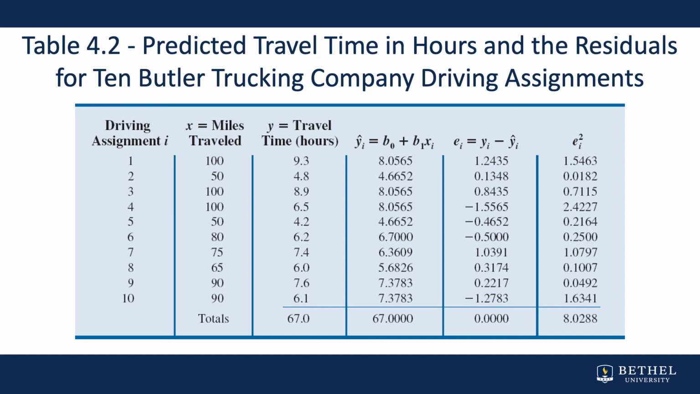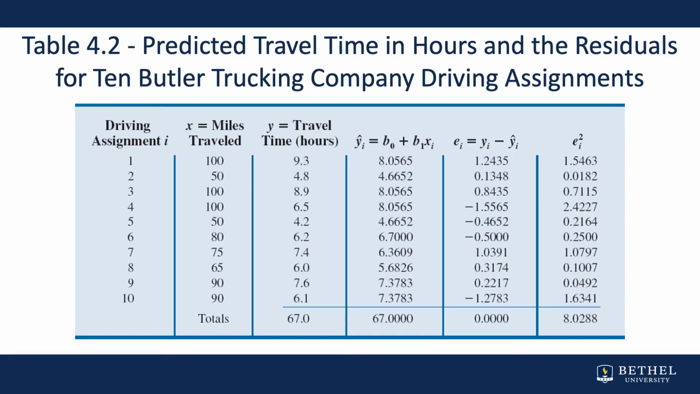Using the estimated model and the known values for the miles, we can estimate mean travel time in hours. For example, the first driving assignment in table 4.1 has a value of miles traveled of x equals 100. The mean travel time in hours for this driving assignment is estimated to be y hat sub 1, which is equal to 1.2739, which is the intercept, plus 0.0678 times 100, which is the miles traveled. That equals 8.0539.